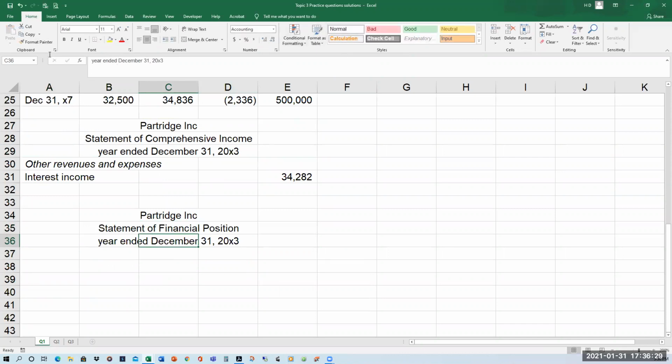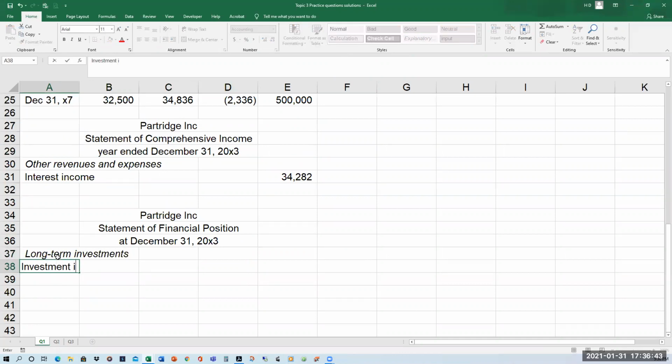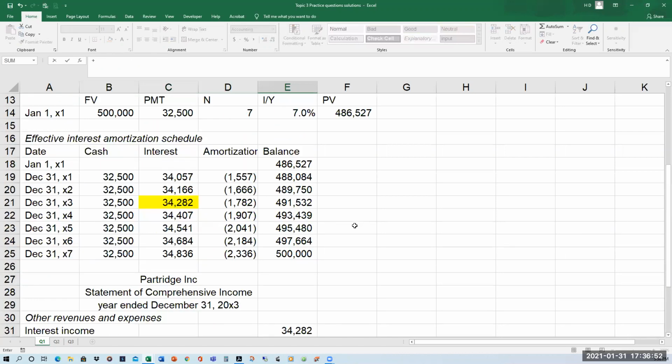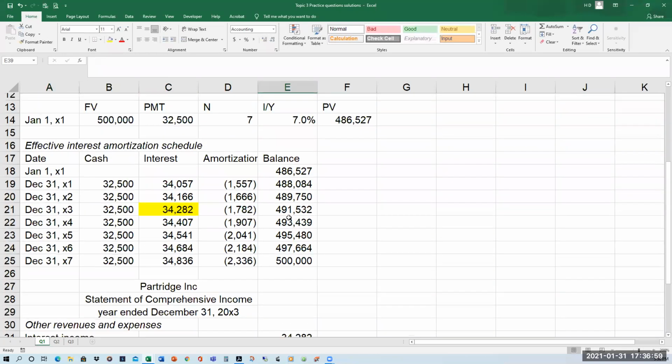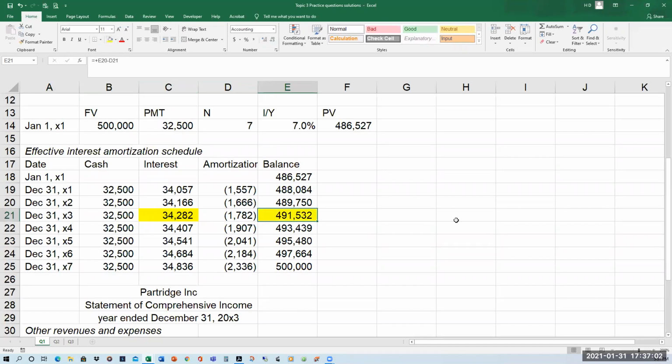at December 31st, year 3, the investment will be reported under long-term investments, investment in Swan bonds, amortized cost, and it will be reported at amortized cost, which was, as of December 31st, year 3, 491,532. So those are the two relevant numbers as far as year 3 are concerned.